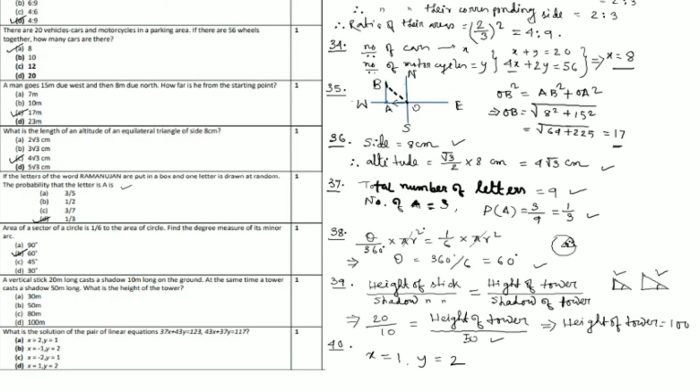So the height of the tower will be 50 into 2, because 2 tens are 20, so 50 into 2 means 100. So option D will be the right answer.